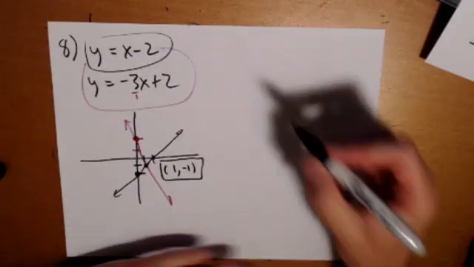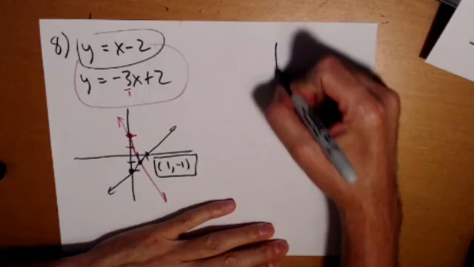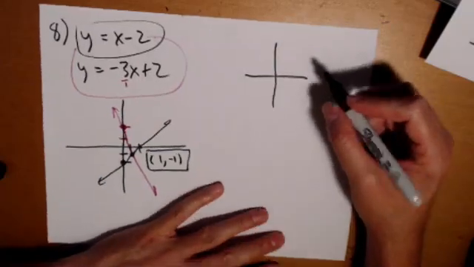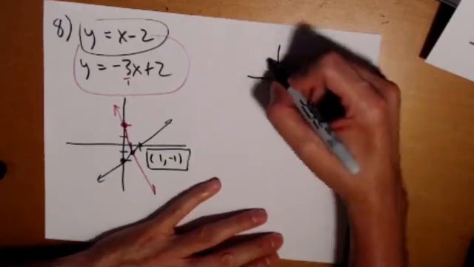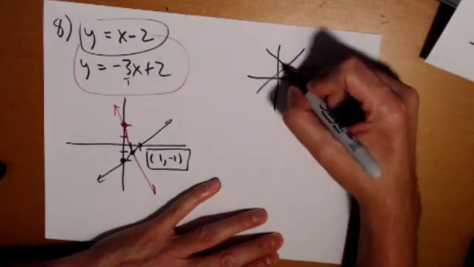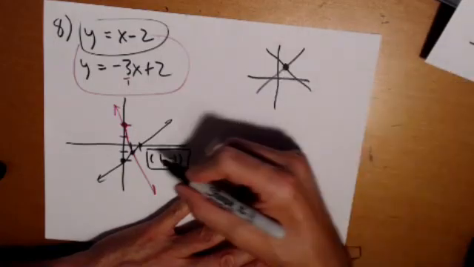So on a side note, notice that there's a couple situations that could happen. You could just have lines that cross, and you get one answer like we did.